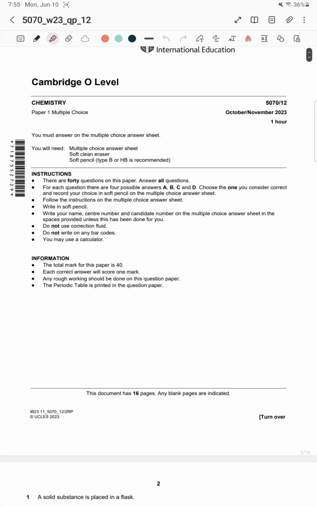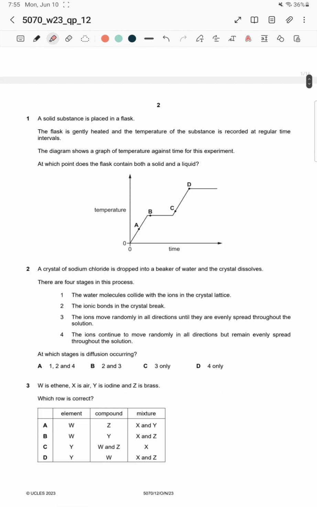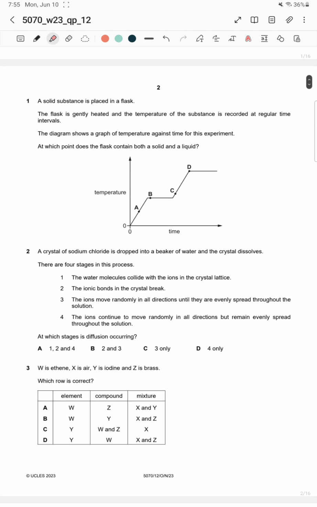Today we will discuss Paper 1 of 5070 CAIE Chemistry, October/November 2023. It's a 40 mark paper, as we already know. Periodic table will be provided and you have to choose one option. So now let's begin with the paper.